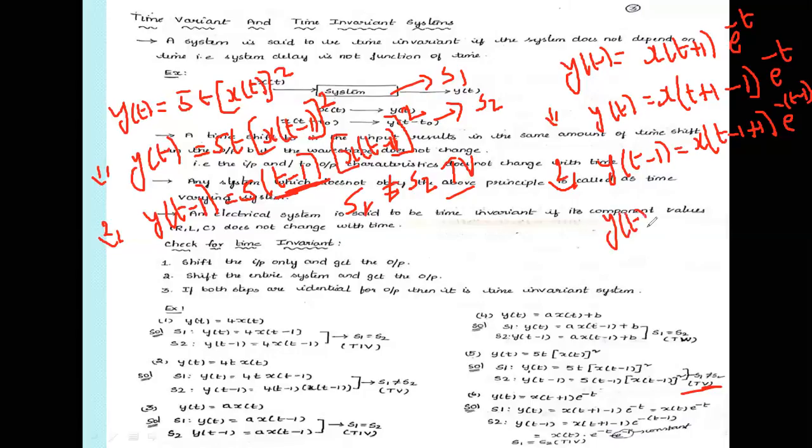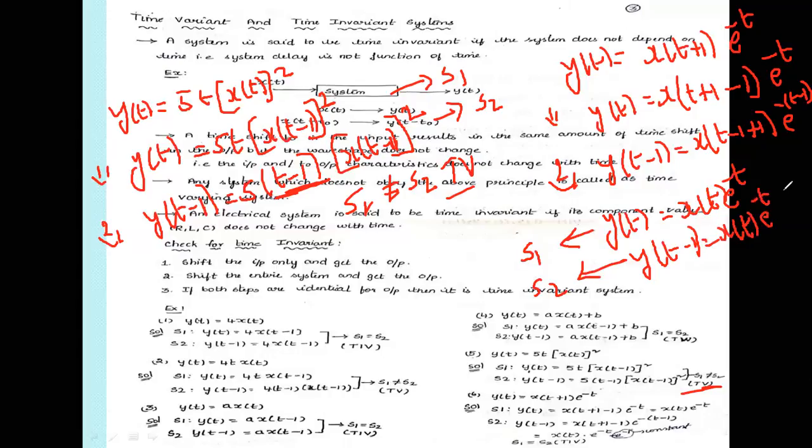The first one, x of t e power minus t, let us take as S1. And S2 is y of t minus 1, which is also x of t e power minus t, and it is multiplied with e power minus 1. But the time varying function is the same, x of t into e power minus t. An unwanted term is multiplied, but the value is a constant.